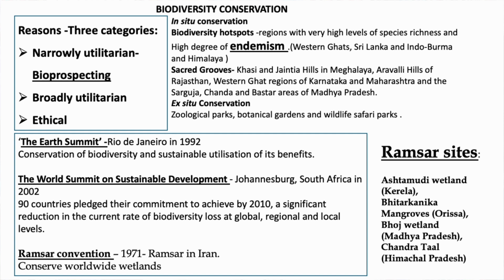First, we learned why we have to conserve biodiversity under three headings: narrow utilitarian, broadly utilitarian, and ethical arguments. Two ways to conserve biodiversity: in situ conservation and ex situ conservation. Then major three conventions which happened: the Earth Summit in Rio de Janeiro in the year 1992, World Summit in the year 2002, and the Ramsar Convention in the year 1971. The aim of these conventions and where it had occurred, learn the Ramsar sites which you can see on the screen. I hope I covered all the important topics of biology.